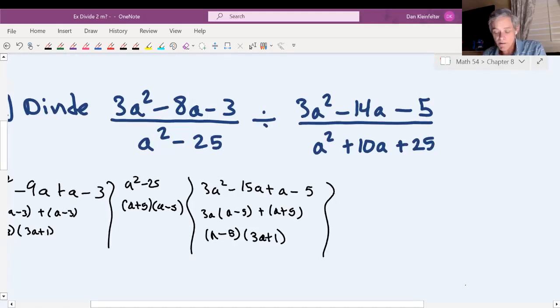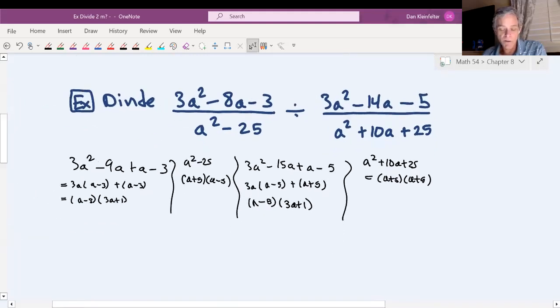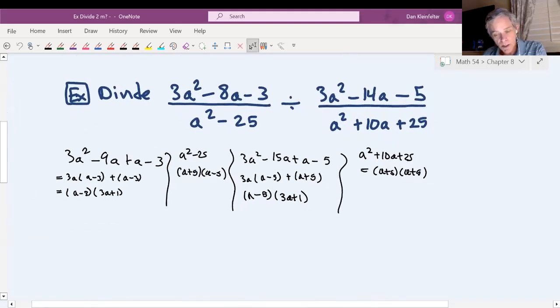For the last one, we have a perfect square, right? Our a squared plus 10a plus 25. That factors as (a plus 5)(a plus 5). All right, so we've gotten all of those pieces. So let me go ahead and rewrite our original problem, but factored.